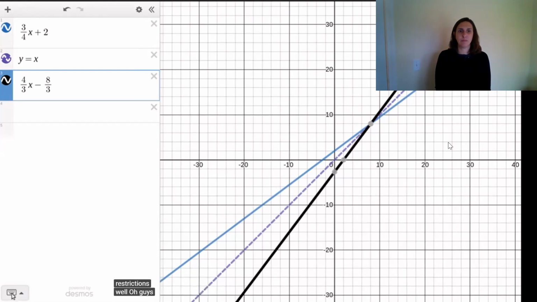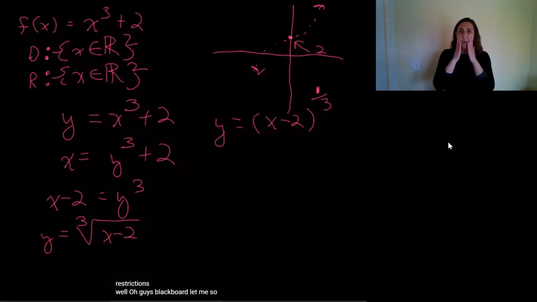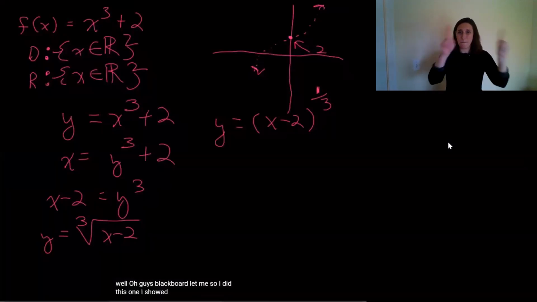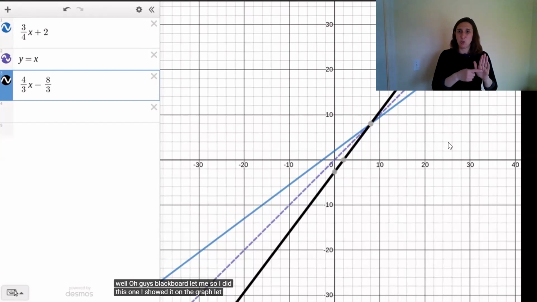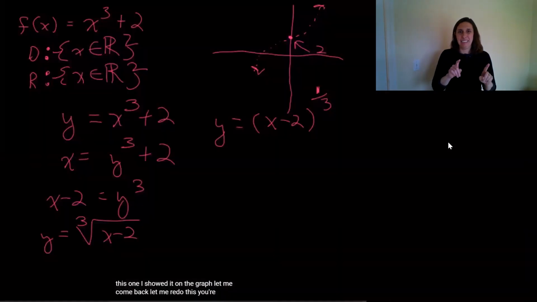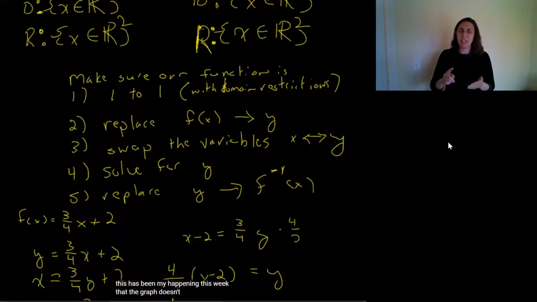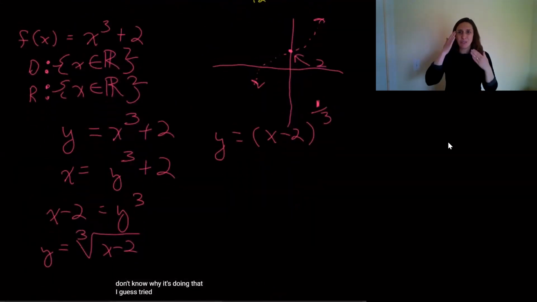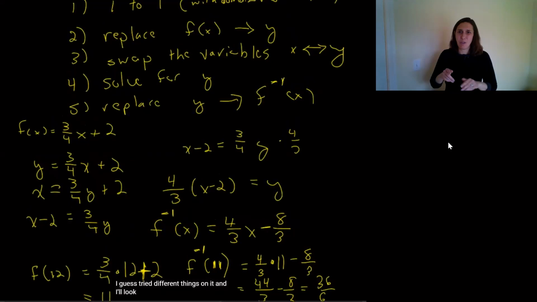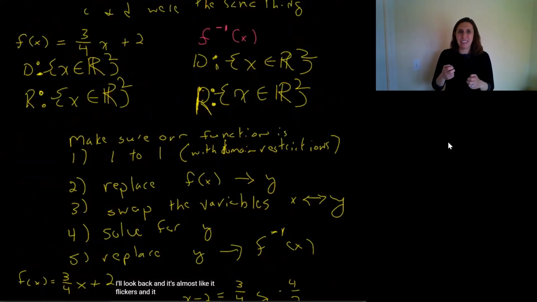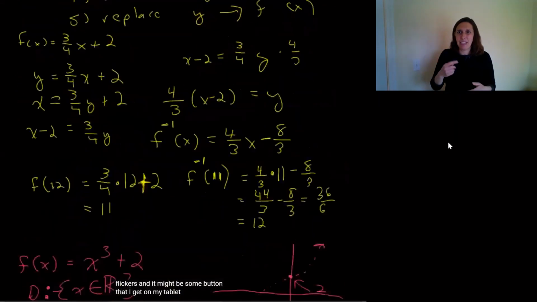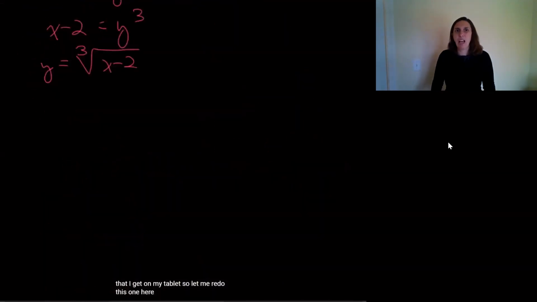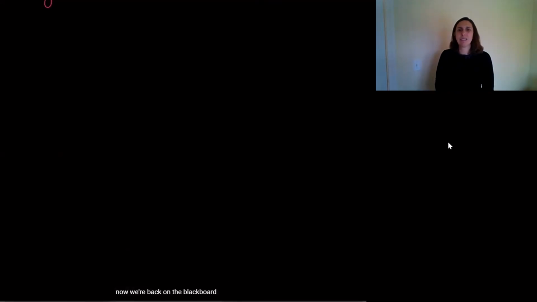Well, oh, guys, Blackboard. So I did this one. I showed it on the graph. Let me come back. Let me redo this here. This has been happening this week, that the graph doesn't switch over. And I don't know why it's doing that. I've tried different things on it, and I'll look back, and it's almost like it flickers. And it might be some button that I hit on my tablet. So let me redo this one here. I'll just redo it. Now we're back on the Blackboard. Thanks, Billy.